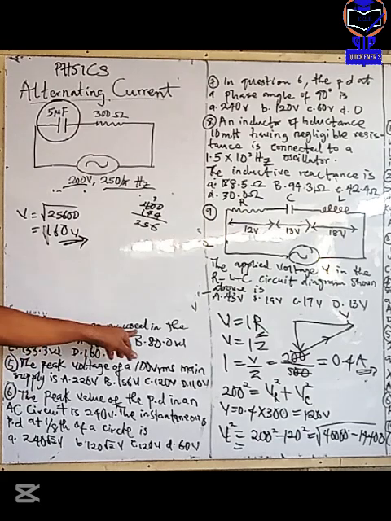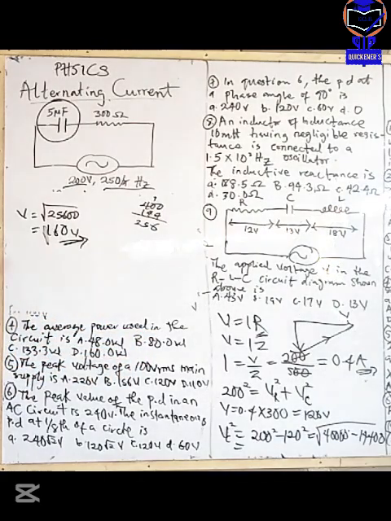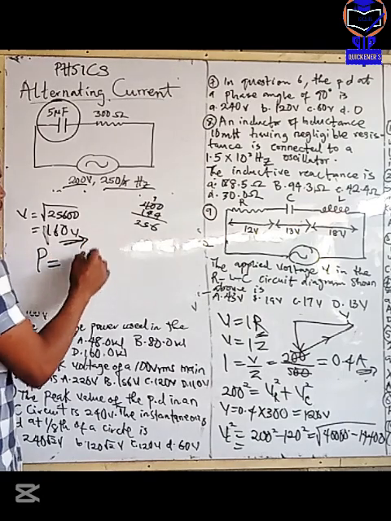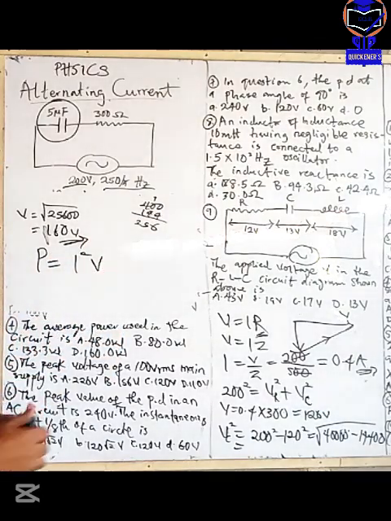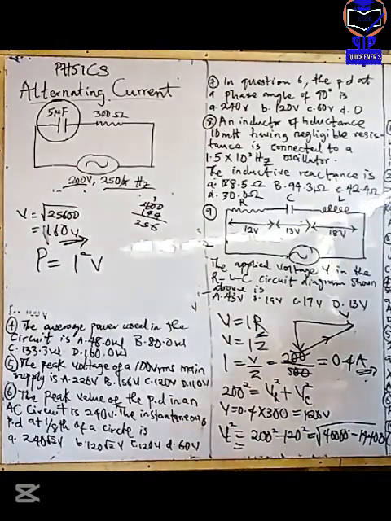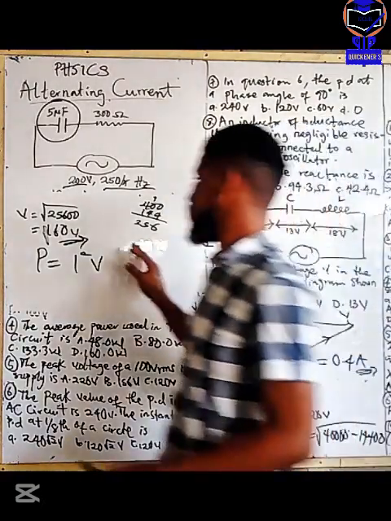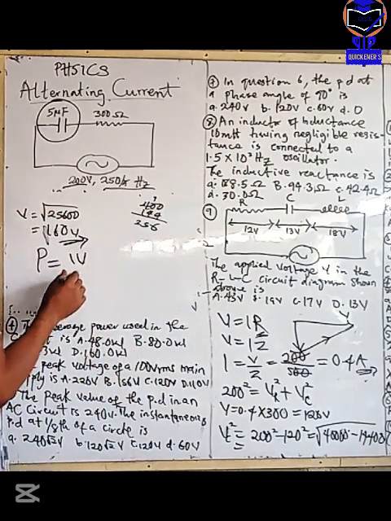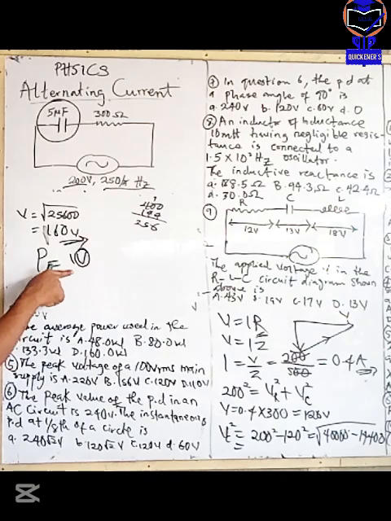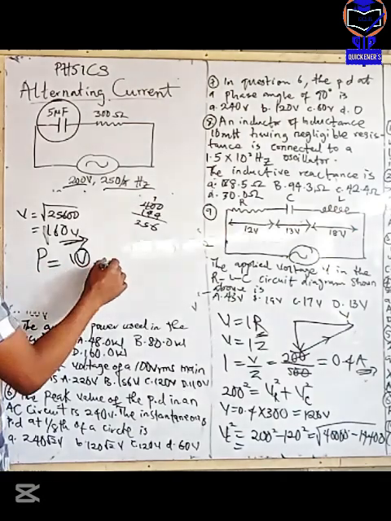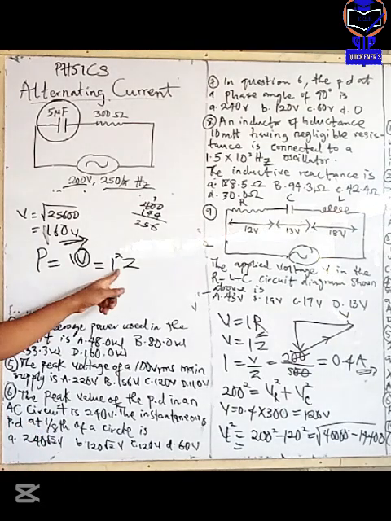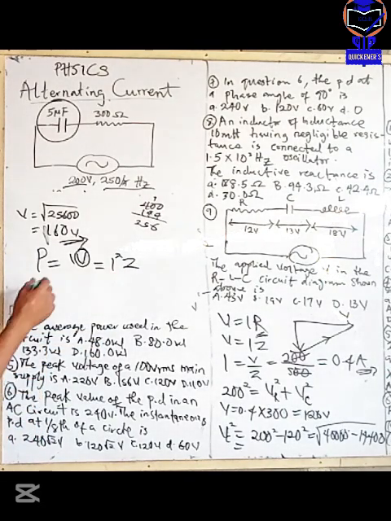It said the average power used in the circuit. Simple. When you are calculating power in an AC circuit, you do like that. Power is what? Power is IV, but you're going to do it in terms of the resistance, okay? So that's I squared Z, in terms of the impedance.